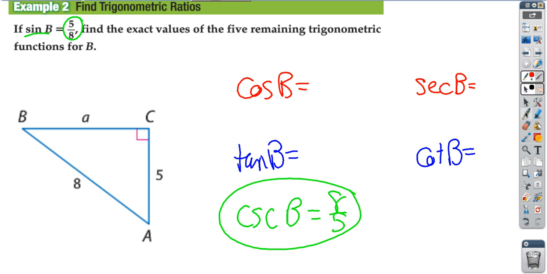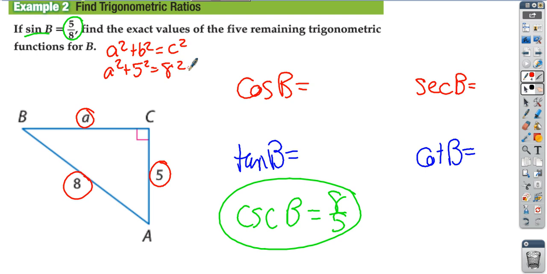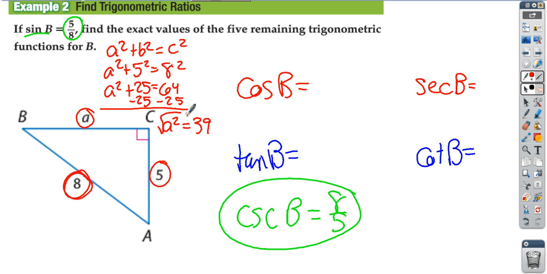Let's find cosine now. Remember, this is a right triangle, and if you have 2 sides in a right triangle, you can find a third side by using the Pythagorean theorem. The Pythagorean theorem says that if you take this number squared plus that number squared, you would end up with the hypotenuse squared, that's a squared plus b squared equals c squared. So let's solve this. 5 squared is 25, and remember the 8 came from this hypotenuse. That's why we're squaring it. 8 squared is 64. You could solve that by subtracting 25 from both sides. We would get 64 minus 25 is 39. And then if we square root both sides, we would get a equals the square root of 39.